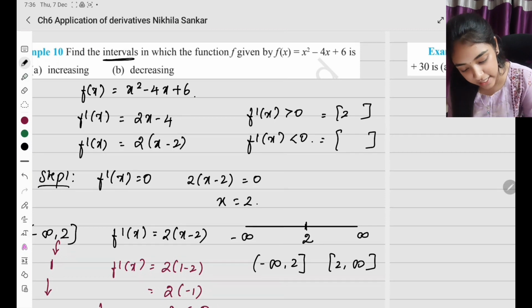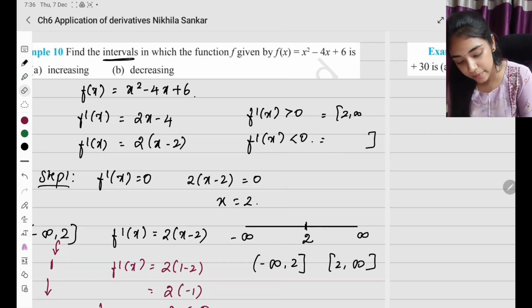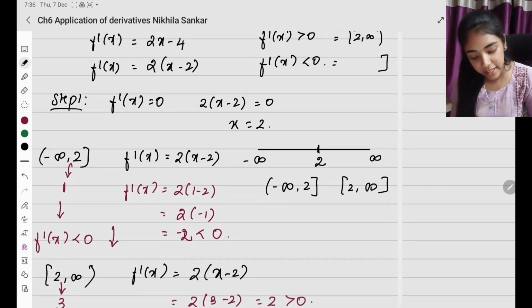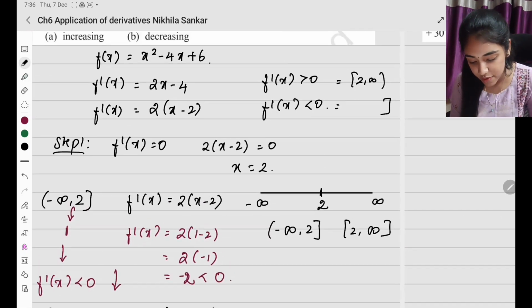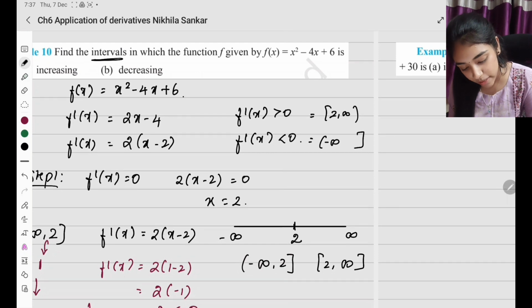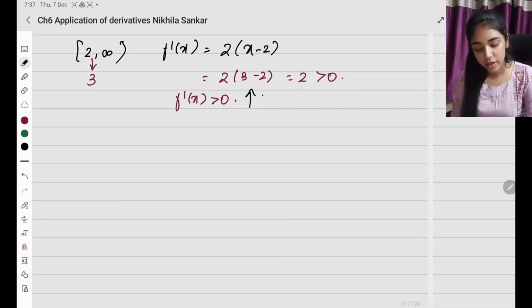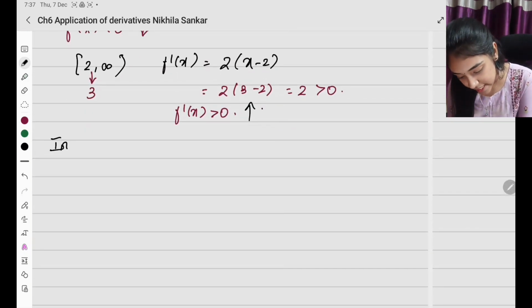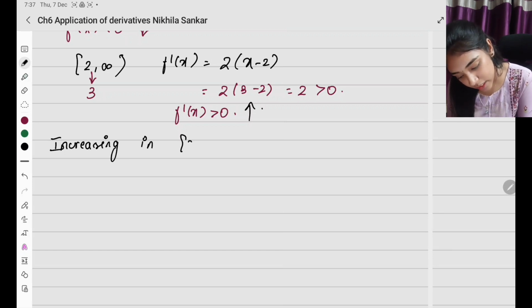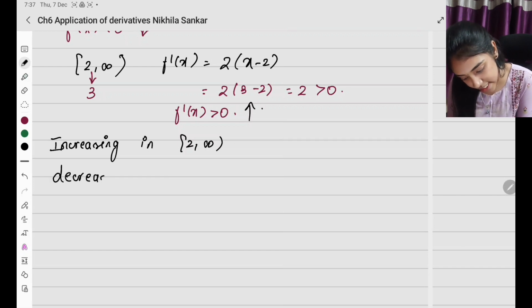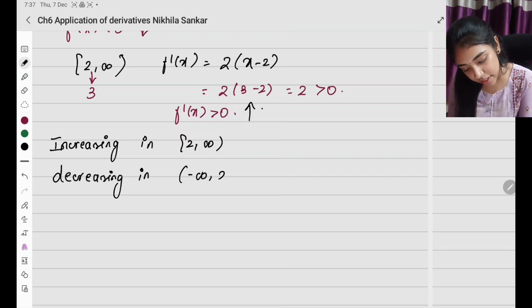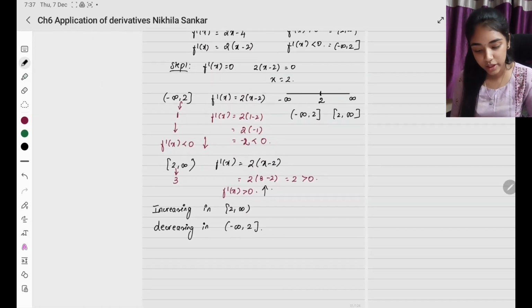So f dash of x is greater than 0 in 2 to infinity, and here I have a circular bracket, and f dash of x is less than 0 in minus infinity to 2. So how do you write your final answer? Increasing in 2 to infinity and decreasing in minus infinity to 2. So this is how you write your final answer.